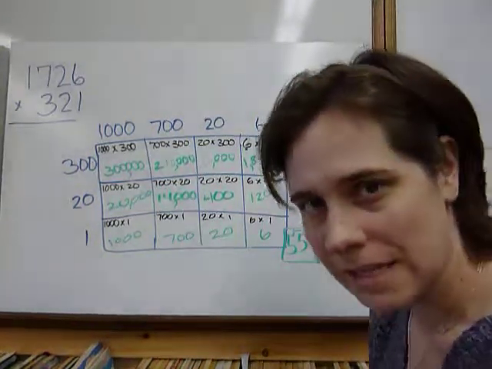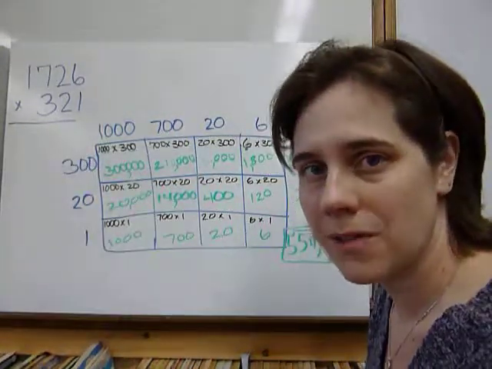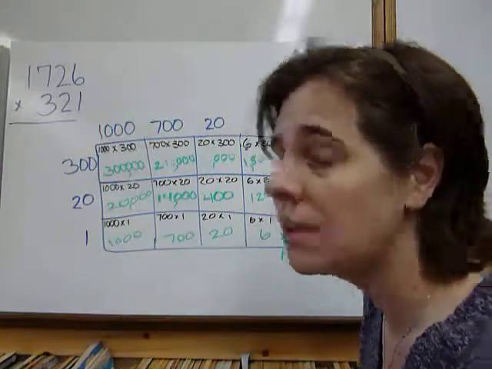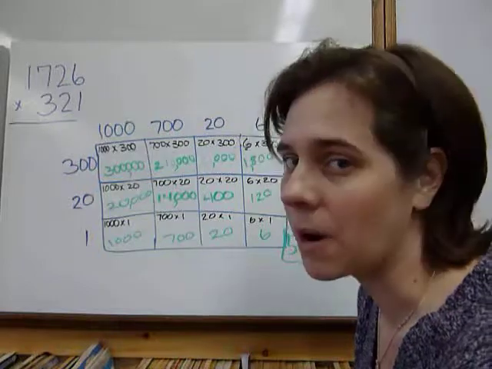Remember to set up the exact number of boxes due to the place values. Multiply each like a multiplication table would. Add across, then add your partial products down.